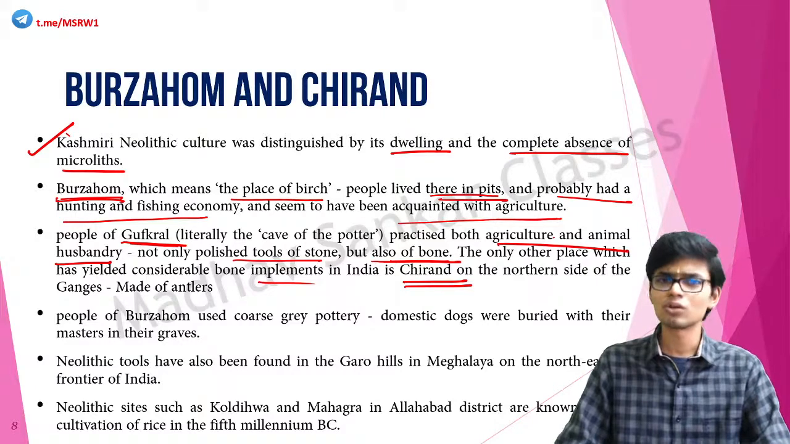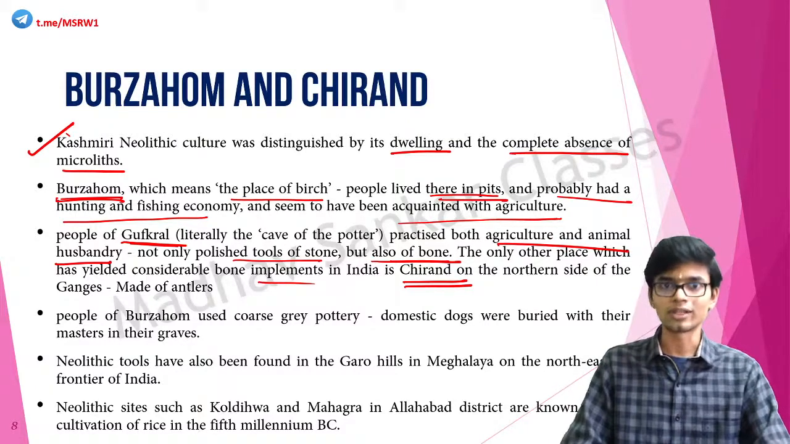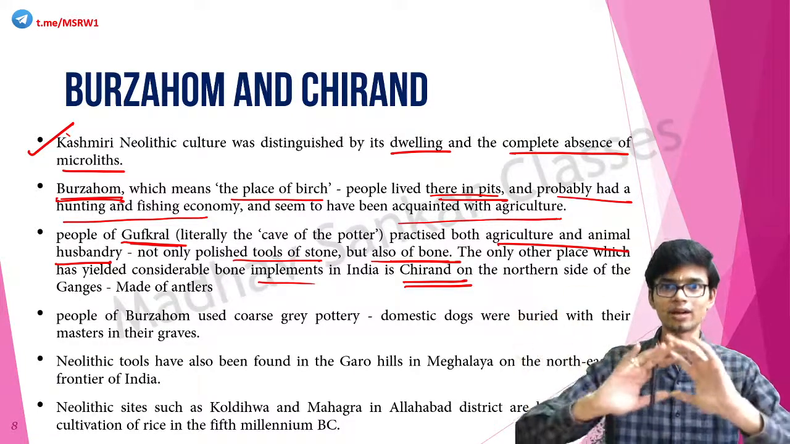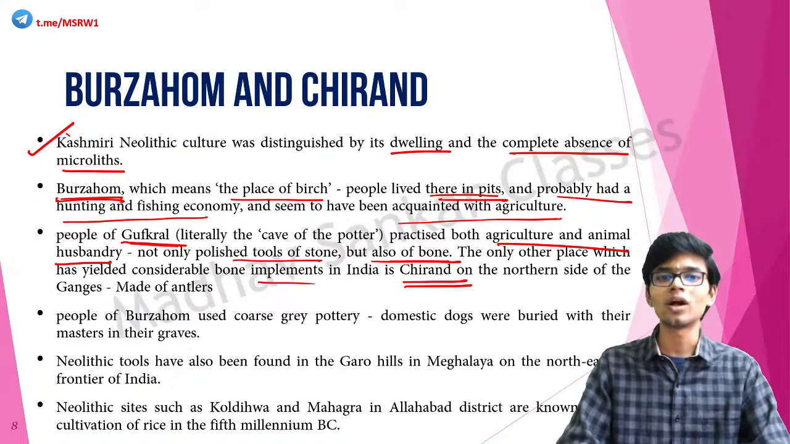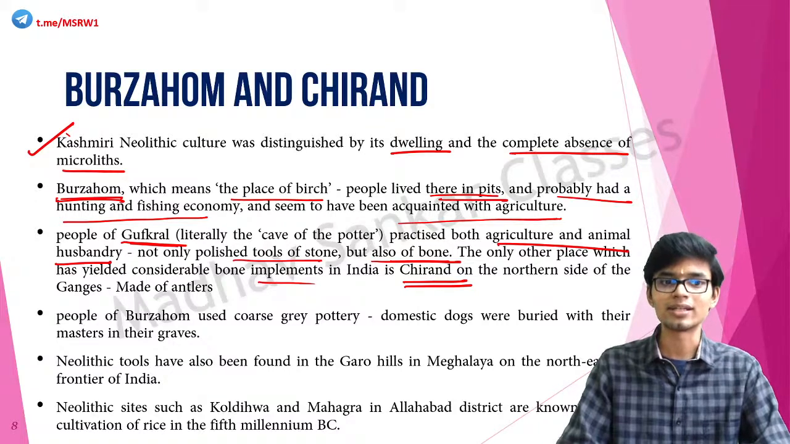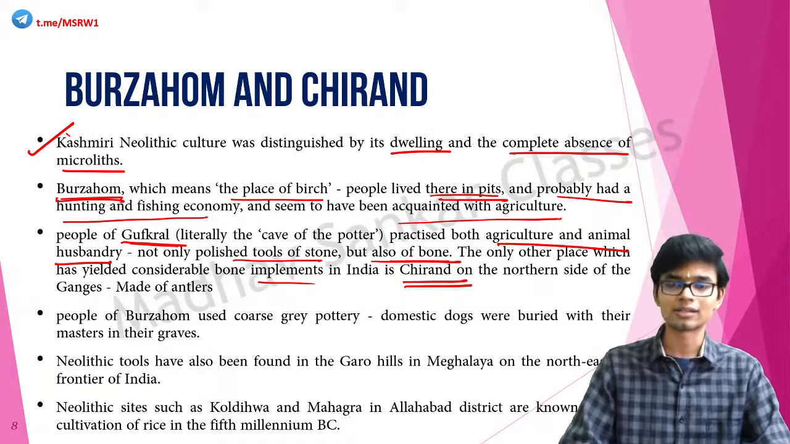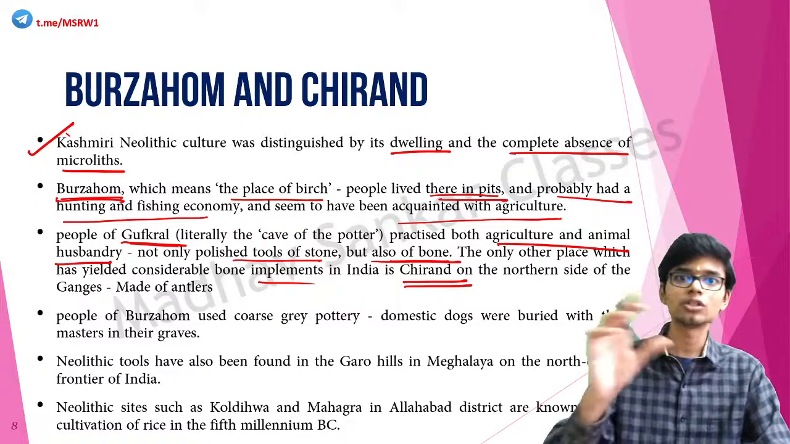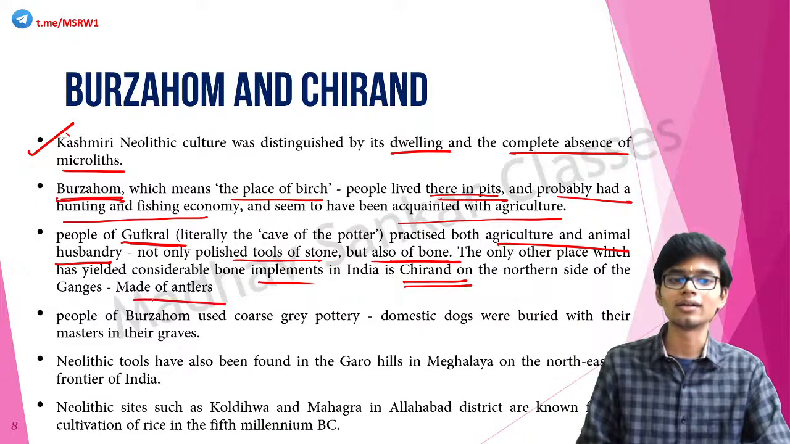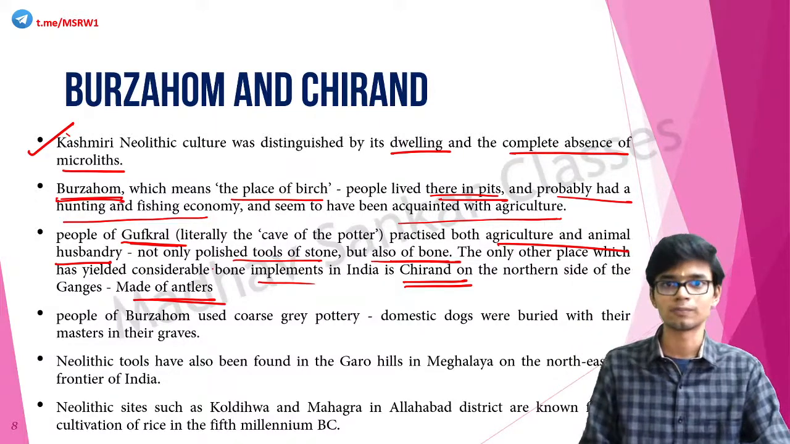We find stone tools in many sites, but out of all of them, in two of these sites we find an abundance of bone tools. One is Gufkral in Jammu Kashmir, and the other one is Chirand, which is situated on the northern side of River Ganga in the modern day state of Bihar. And in Chirand, the bone tools are actually made of antlers taken from deer and others.